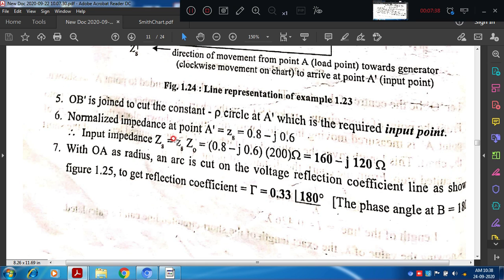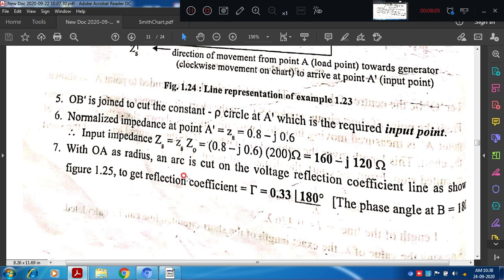It is a minus sign because it is in the lower half of the Smith chart, right? While entering into the Smith chart, we do normalization. But while taking back the values from the Smith chart, we need to multiply by Z0, that is the characteristic impedance. 0.8 minus j 0.6 into 200 results in 160 minus j 120 ohm. So this is the required source impedance for the given numerical, right?